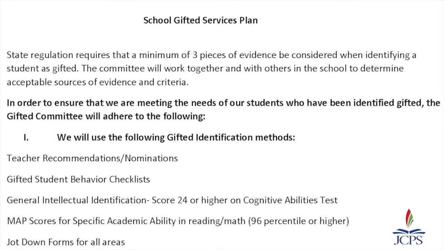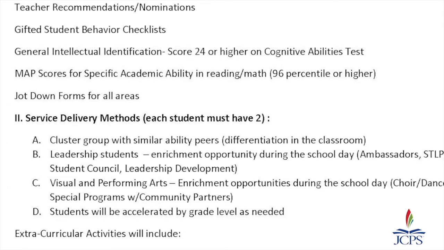So if we look at the plan that they have laid out, they've identified teacher recommendations and nominations. They're going to use gifted student behavior checklist. They're going to use the COGAT test, MAP scores, and then jot downs, which are observational forms.